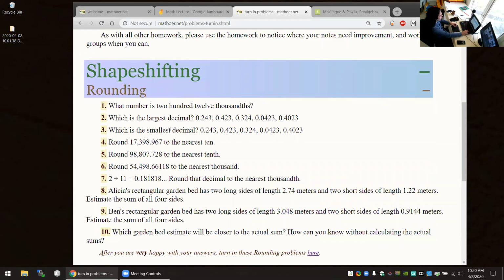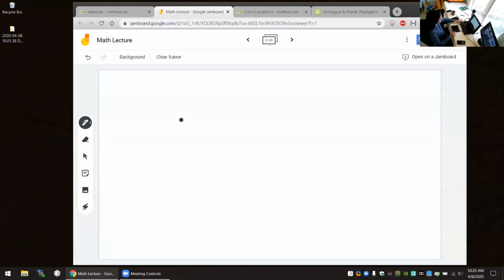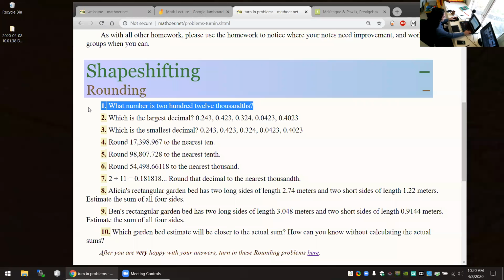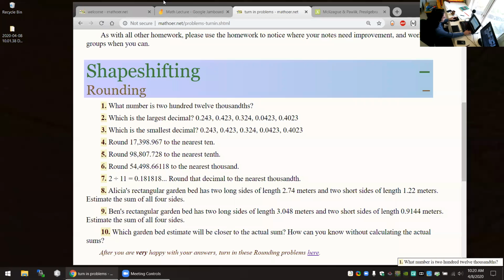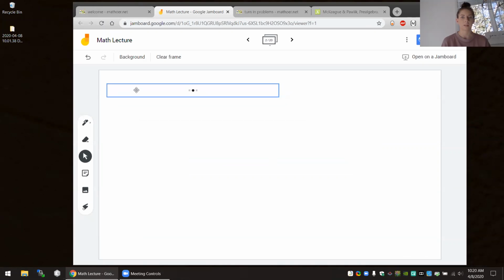Okay, number 1. What number is 212 thousandths? So I thought that I got that right, but maybe the wording just has me confused. Let's do it and see. Sometimes for ones you turn in, I will just do them for you, and sometimes I change the numbers so I'm not giving it away. But for now, I'll just do this one.